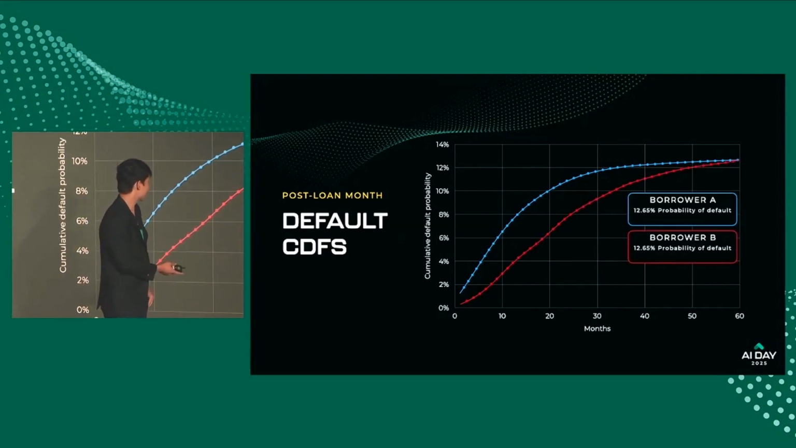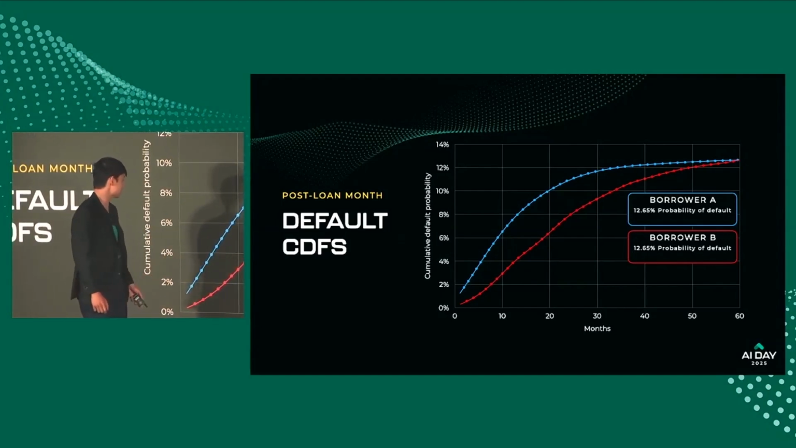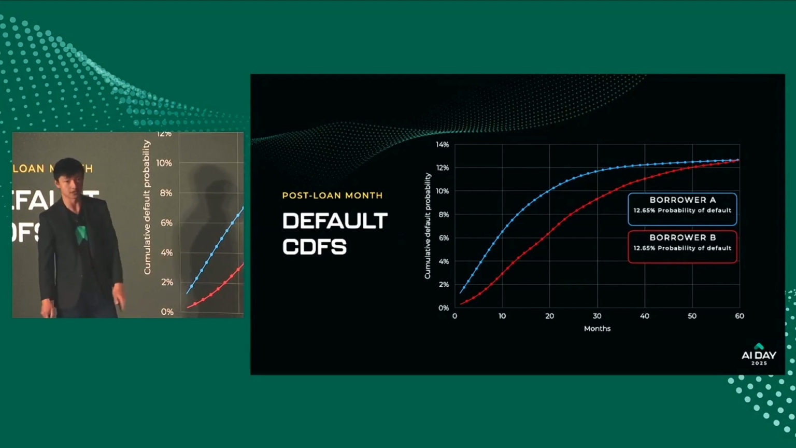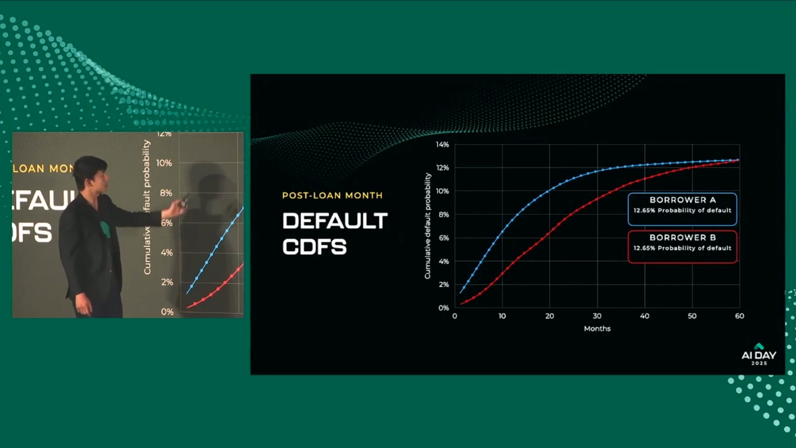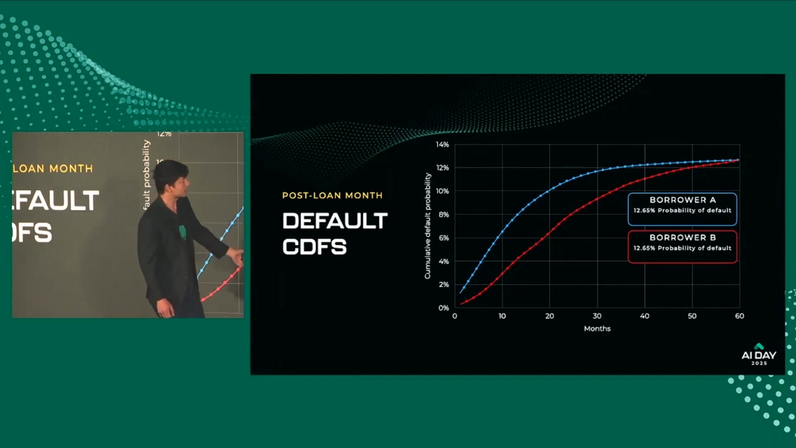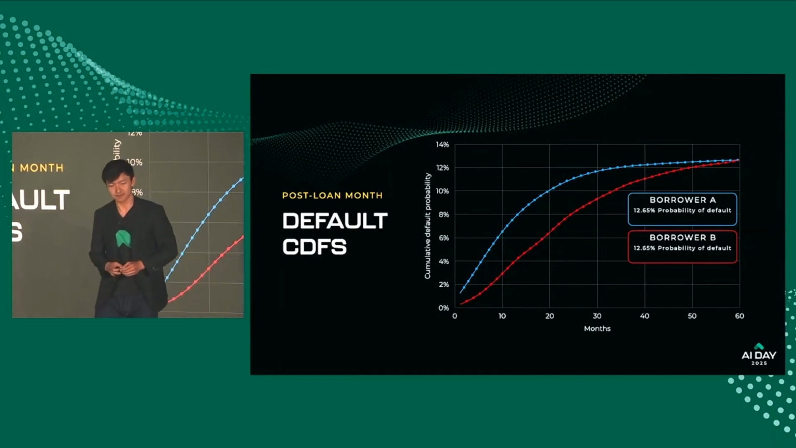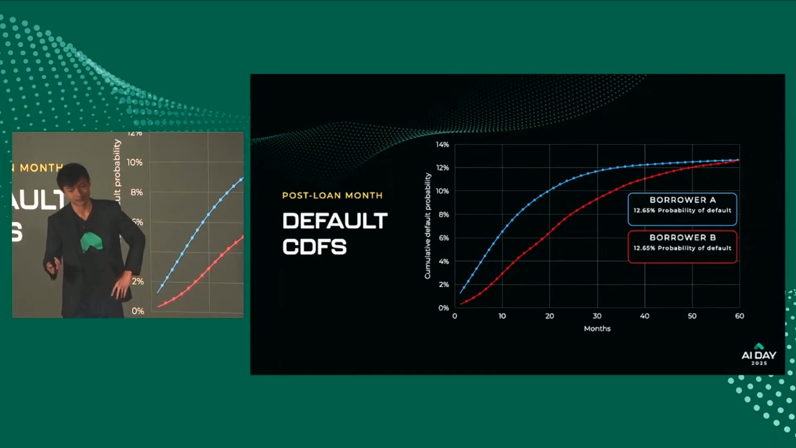But what you see in this graph are two curves. The blue curve representing borrower A shows you their default probability in each month of a 60-month loan, and the same for borrower B. And you can see that despite ending up at the same place, this is a cumulative curve, the trajectories they take to get there are radically different. Specifically, borrower A is a fair bit more likely to default in the first year of the loan's life. Borrower B becomes a fair bit more likely to default in the second half of the loan's life. And this matters a lot, not surprisingly.